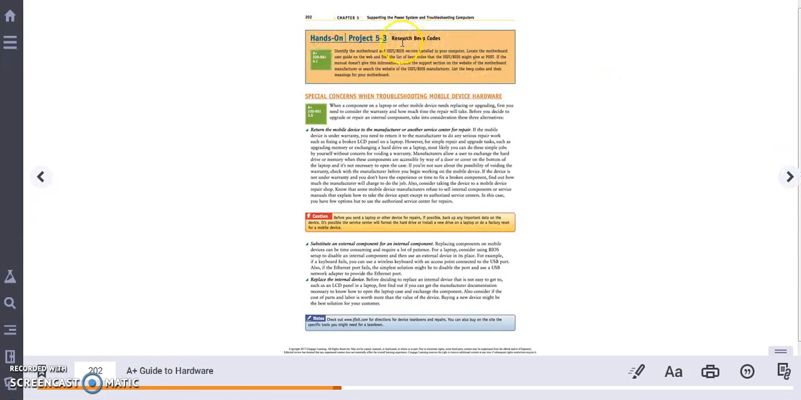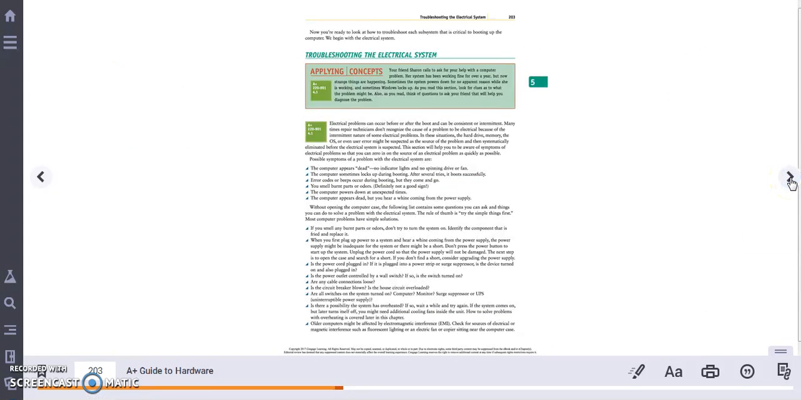Hands-on Project 5-3: research the beep codes. So, what's a beep code? UEFI BIOS has beep codes when it starts up, and it lets us know if there's a problem. You can look up that list. Very easy to find.